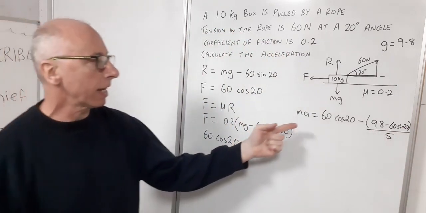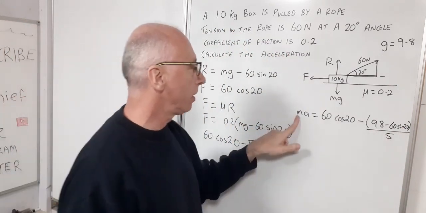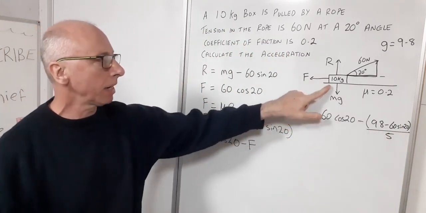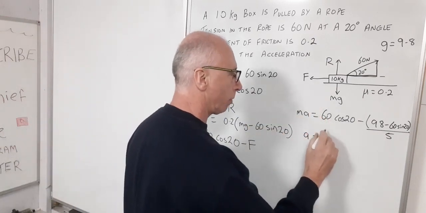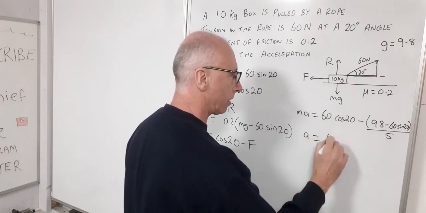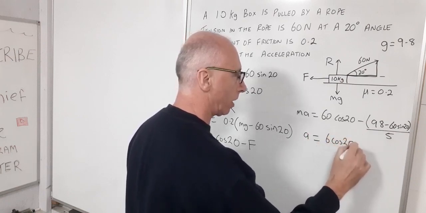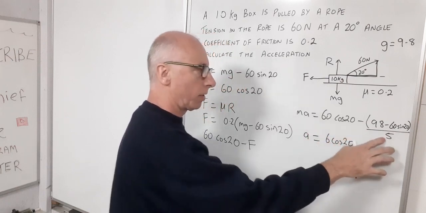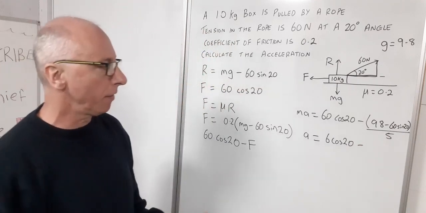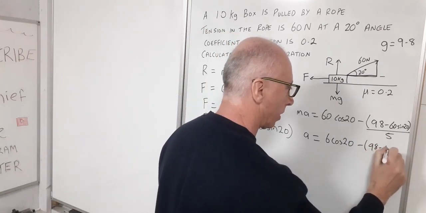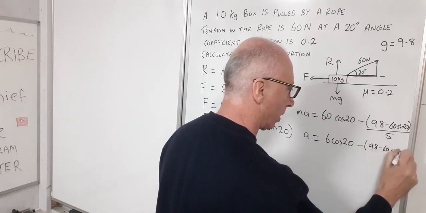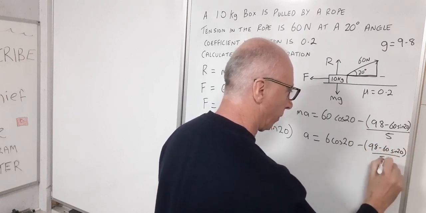Okay, so now to get acceleration on its own, we need to divide by the mass. The mass is 10, so divide everything by 10. So acceleration will be, divide this by 10, I get 6 cosine 20 minus, so instead of dividing by 5, I divide that by 50. So minus 98 minus 60 sine 20, divided by 50.